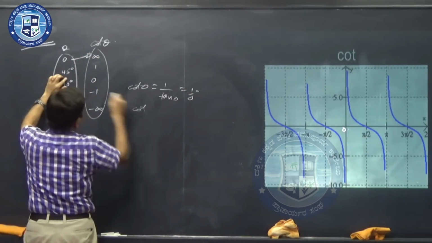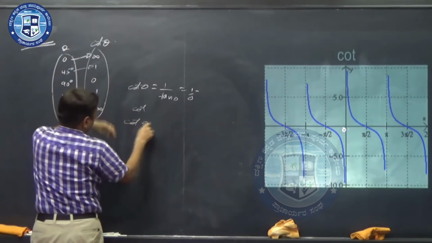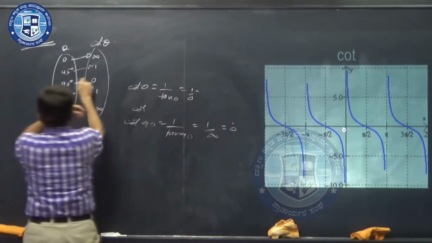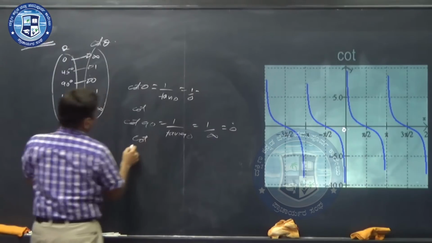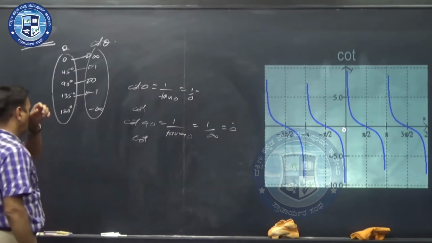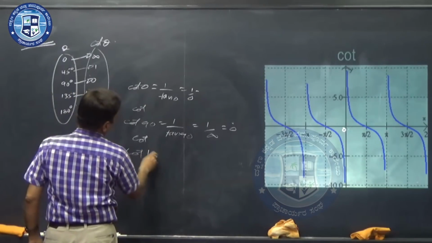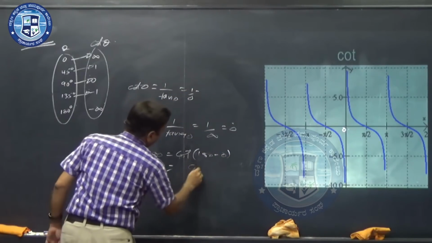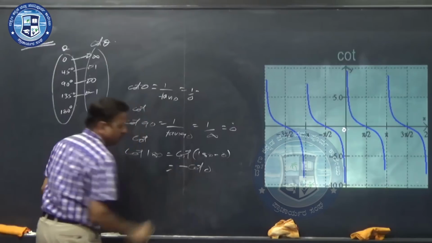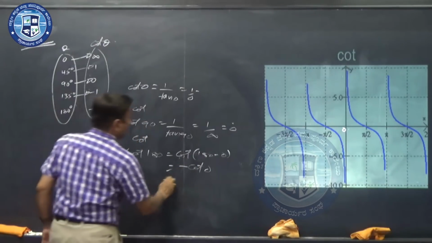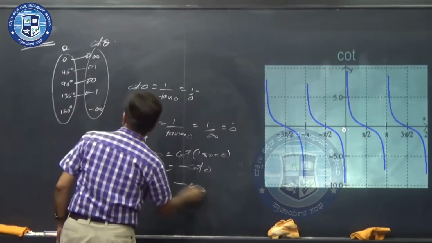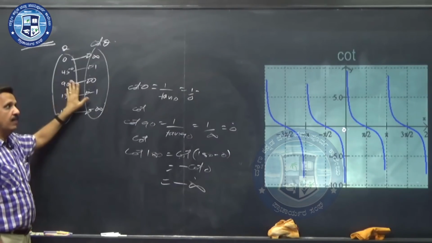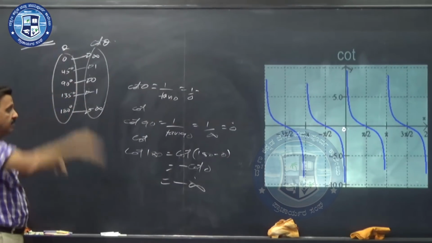Next, cot 45 is 1. Cot 90 is equal to 1 by tan 90, tan 90 is infinity, so that is equal to 0. Cot 135 is in the second quadrant, minus cot 45, minus 1. Cot 180 is equal to cot of 180 minus 0, second quadrant, where cot is negative, so that is equal to minus cot 0, which is minus infinity. Look at this, which clearly says that it is a bijective function. Nowhere is there convergence and no element of set B is left out.